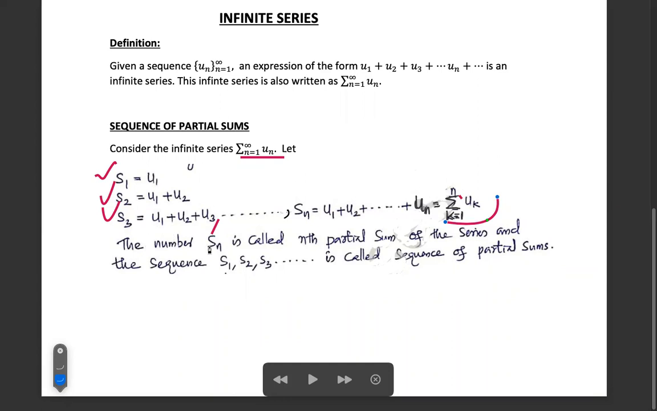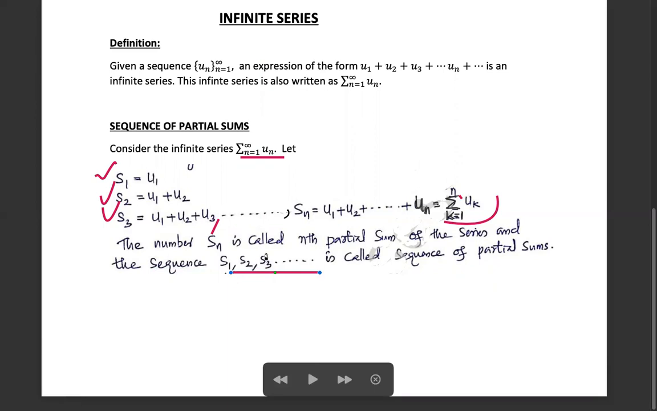Now the number Sn is called the nth partial sum of the series. Now as the sequence S1, S2, S3, etc., Sn, if this sequence converges, then the series converges.